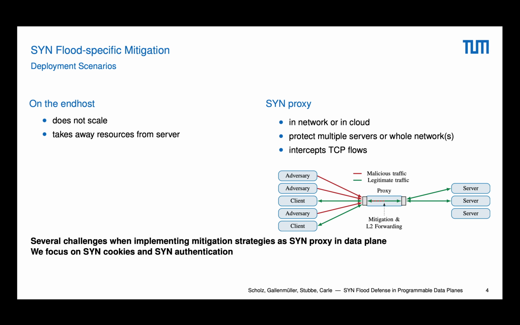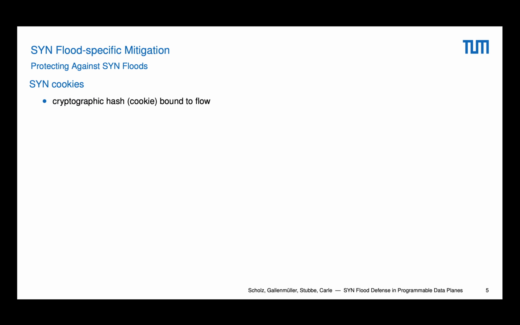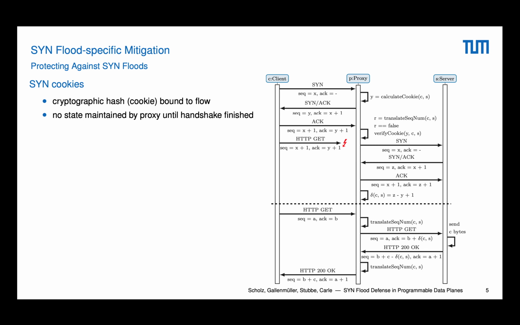Now, depending on the concrete method that you use in programmable data planes, different challenges arise that I want to talk about. Specifically, we want to talk about SYN cookies and SYN authentication, which I'm going to introduce on the next couple of slides. SYN cookies are well known, and they are a cryptographic hash called a cookie that is bound to the connection flow. In this setup, the client sends its initial SYN packet to the proxy, and the proxy will not keep state, but instead calculates a cookie and sends it back. Only once it receives the acknowledgement and verifies the cookie is the connection handled as legitimate.